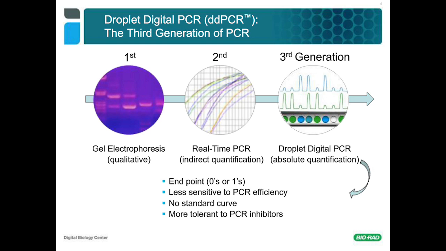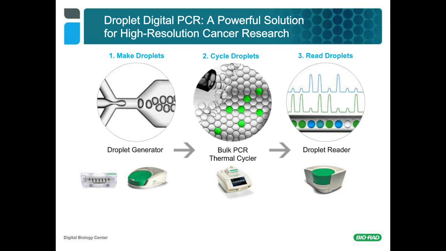With Droplet Digital PCR, each droplet is thermocycled to endpoint individually and read as either a positive or a negative for the target of interest, hence the digital aspect of ddPCR. ddPCR enables highly precise and sensitive nucleic acid quantification in a convenient, high-throughput manner.